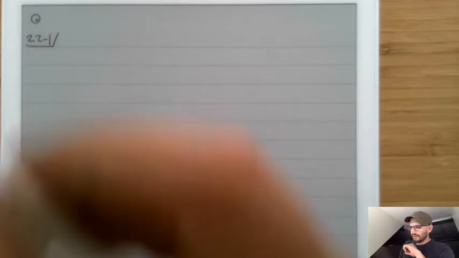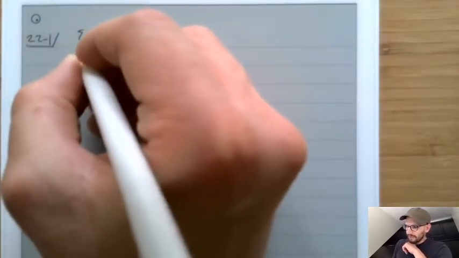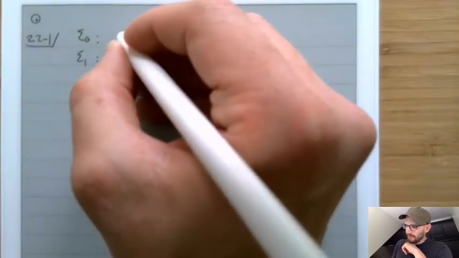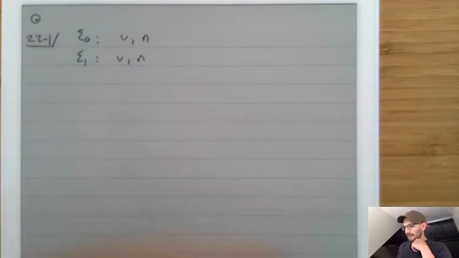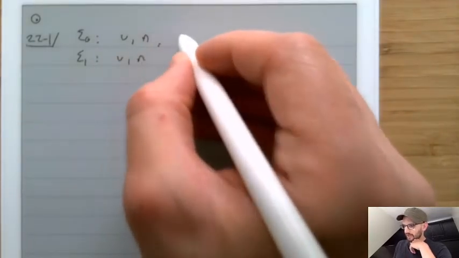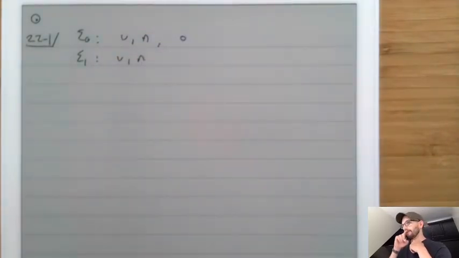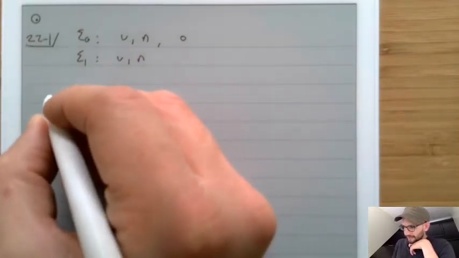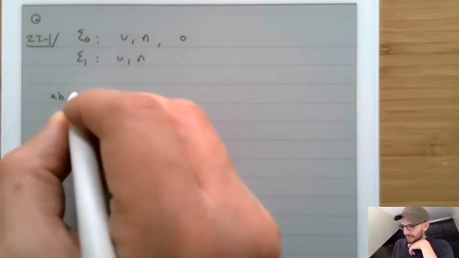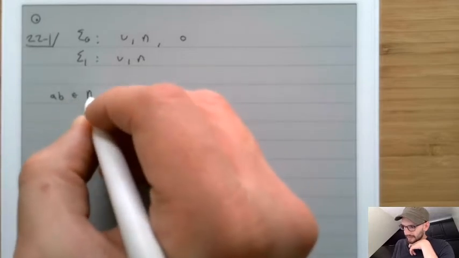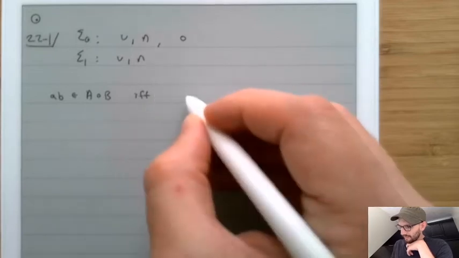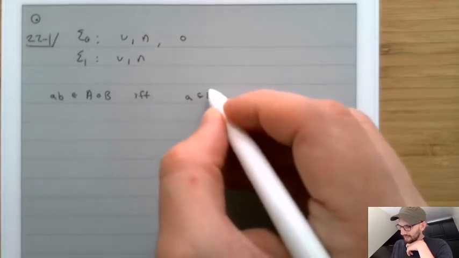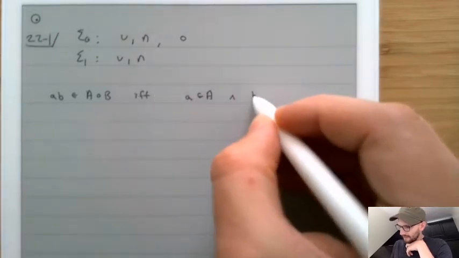Okay, so we've already shown that sigma 0 and sigma 1 are both closed under union and intersection. Now what we want to do is show that they're closed under concatenation. Recall what concatenation means. It means that AB is inside of A circ B if and only if A is inside of big A and B is inside of big B.